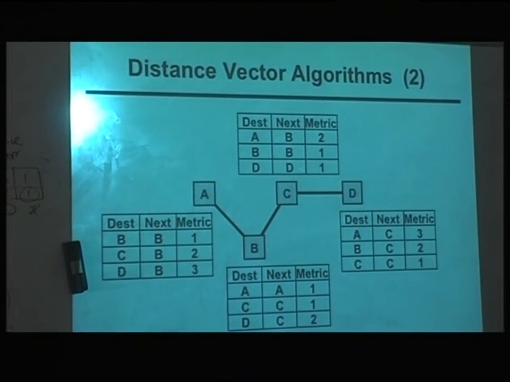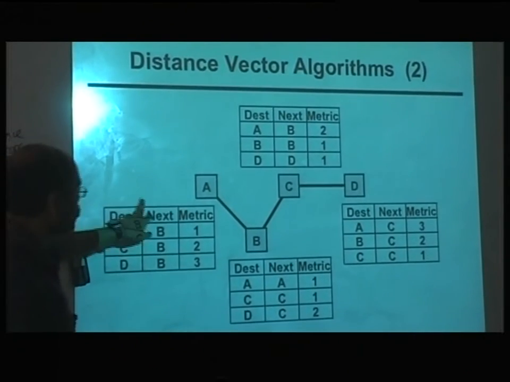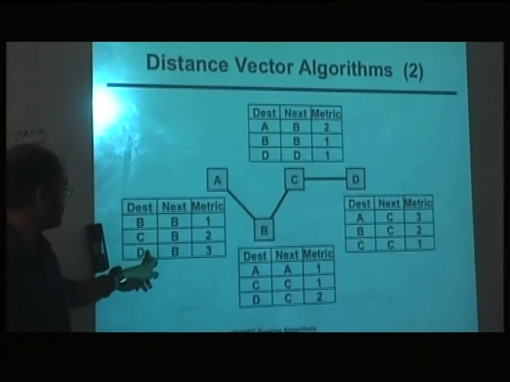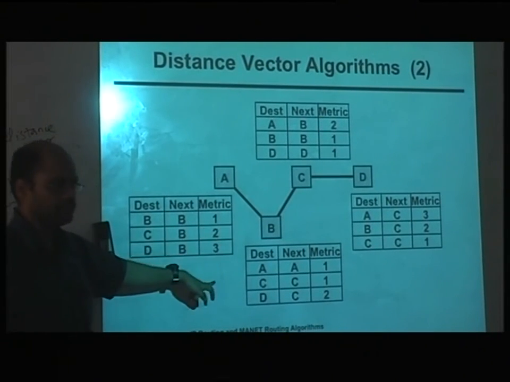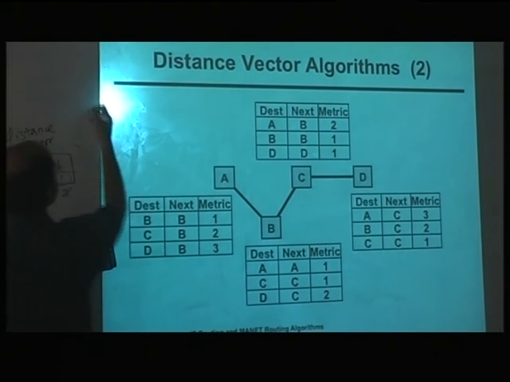So this is an example. You just have A, B, C and then D. If you look at every node, this is the routing table. These are the destinations B, C and D for A. Next hop is B, B, B and the metric is 1, 2, 3. So now this has reached a stable point or a fixed point.